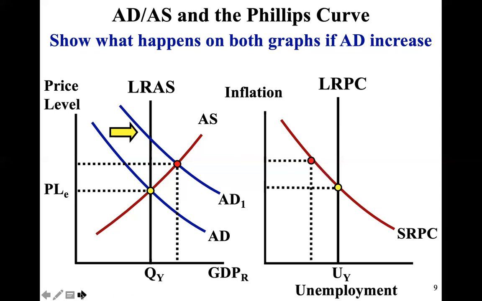Okay, so we could show that same inflationary gap on the Phillips curve by showing this red dot here, right? This red dot is expressing the same idea as this. When we're in an inflationary gap, you have a dot along the short run Phillips curve to the left of the long run Phillips curve.